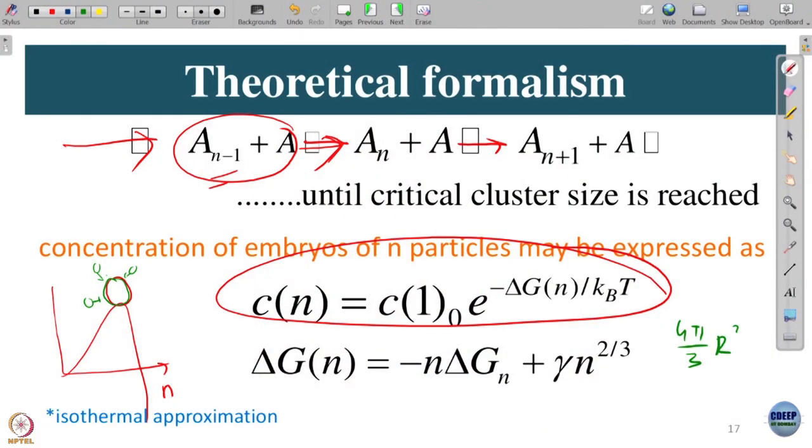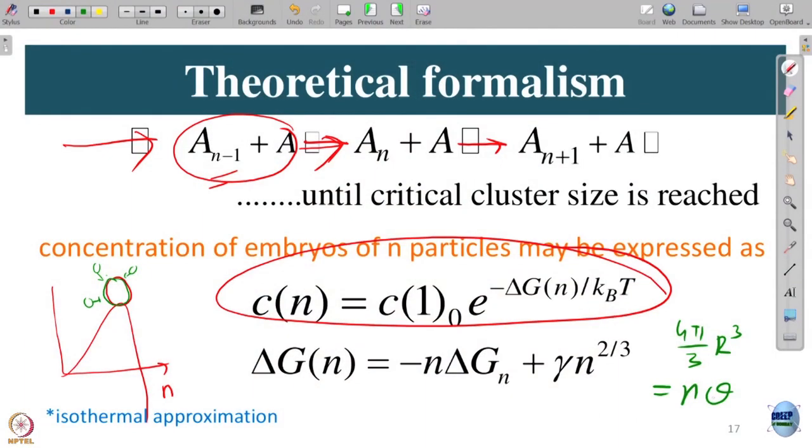Then I know there is a one to one correspondence between radius and number. If I assume a sphere, then volume is 4 pi by 3 r cube, which is n number of particles times volume v. That means r scales as n to the power 1/3, because the volume of one molecule times the number of molecules in the cluster, nv, has to be 4 pi by 3 r cube, both have the same dimension as volume, okay. This is trivial.